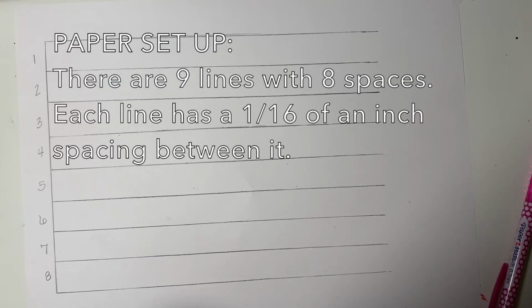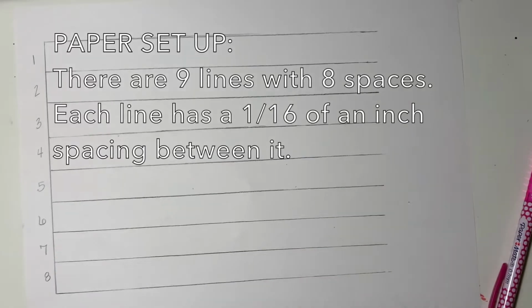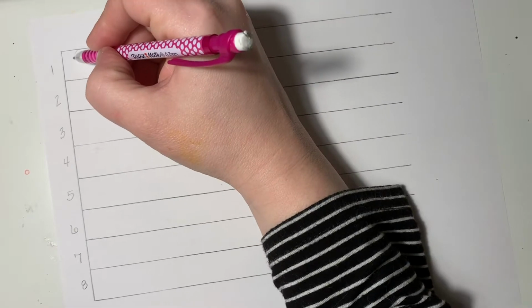So to get started with the figure, let's talk about proportions. For my paper setup, I'm using a printer piece of paper. There are 9 lines with 8 spaces total and a 1/16 of an inch space between each line.